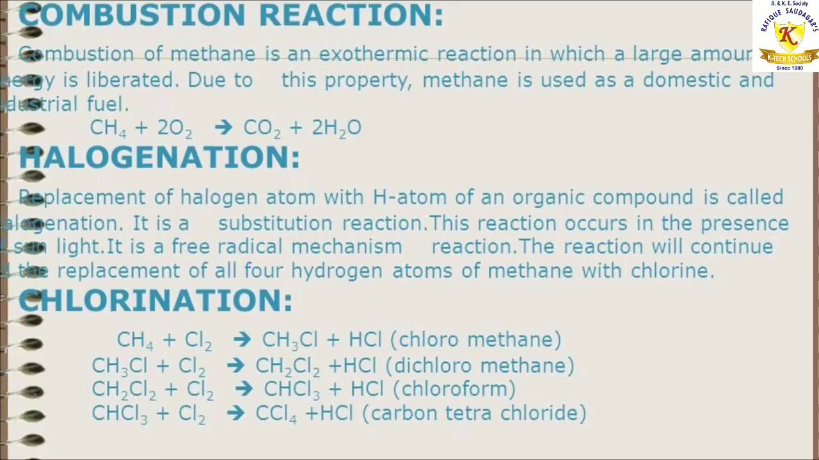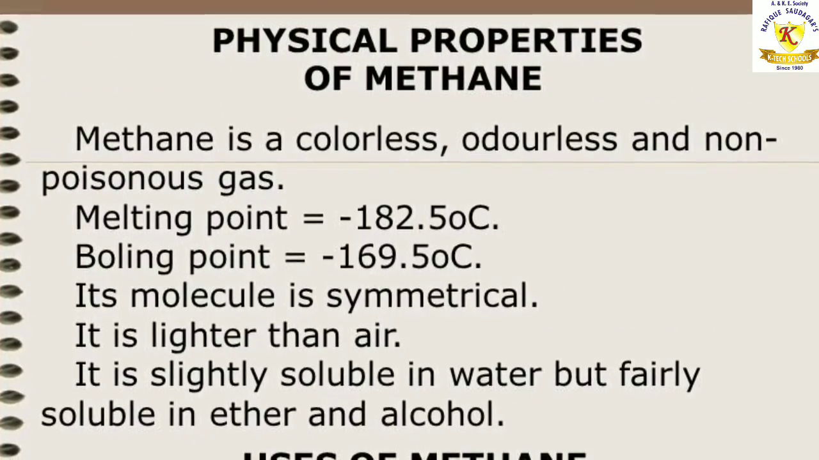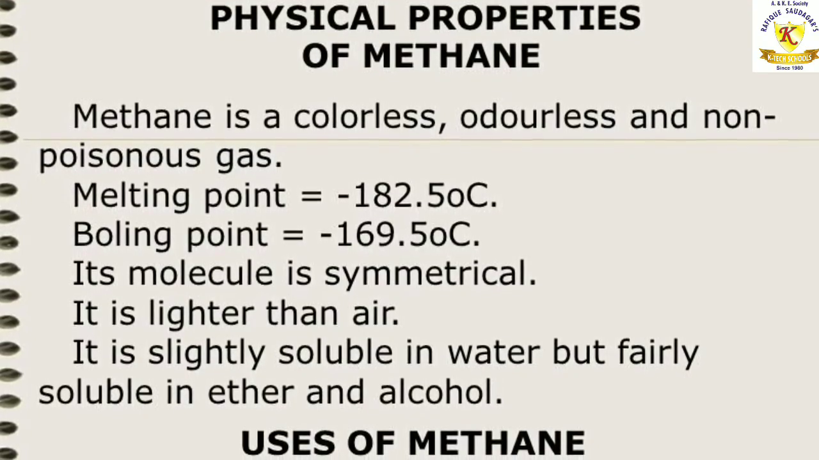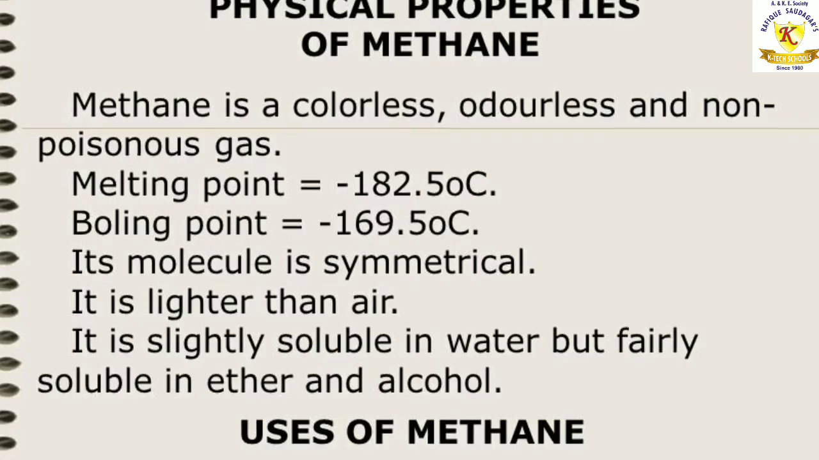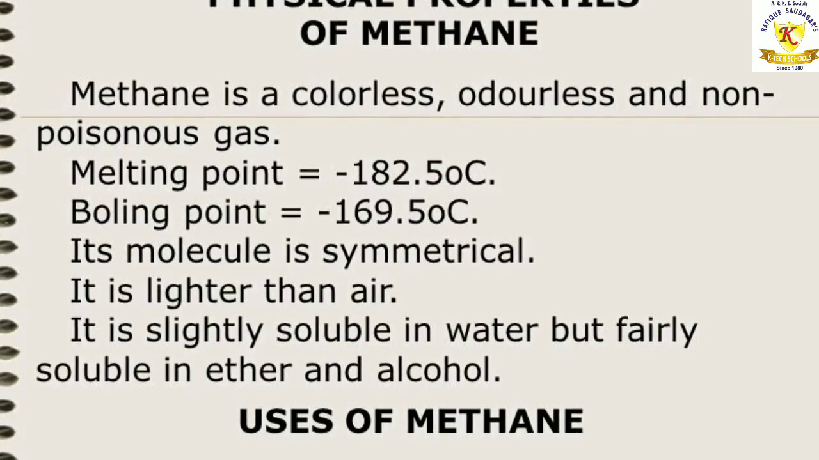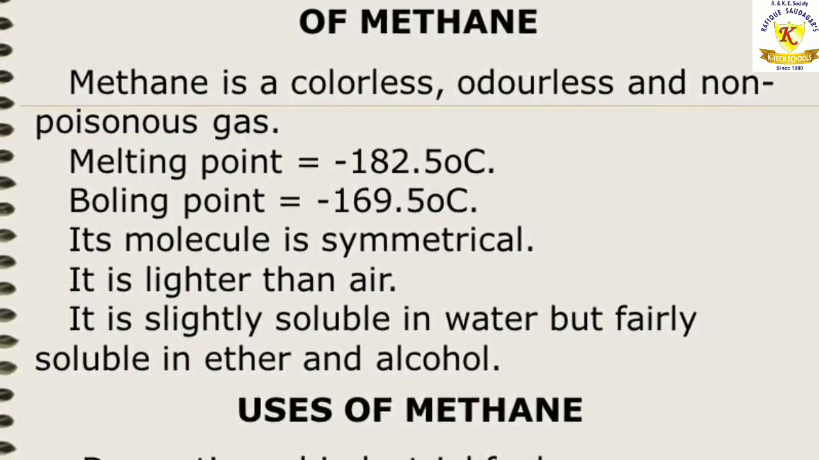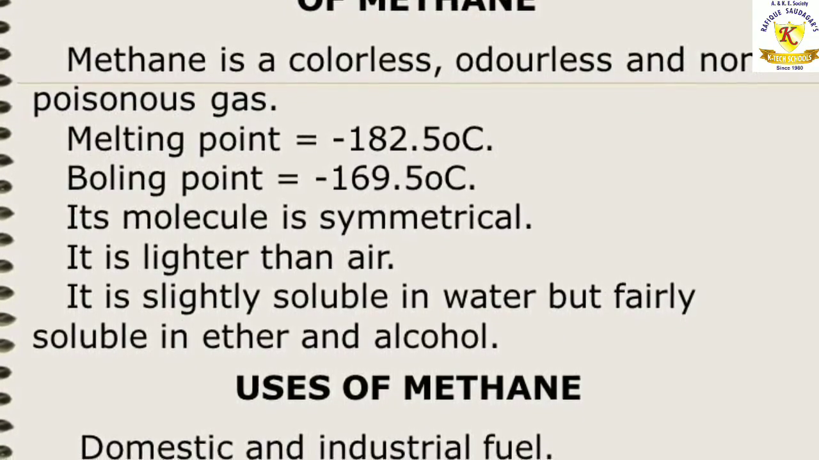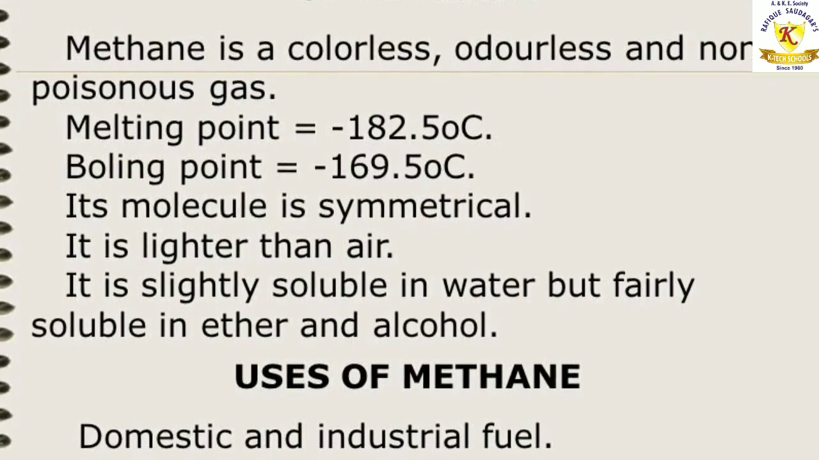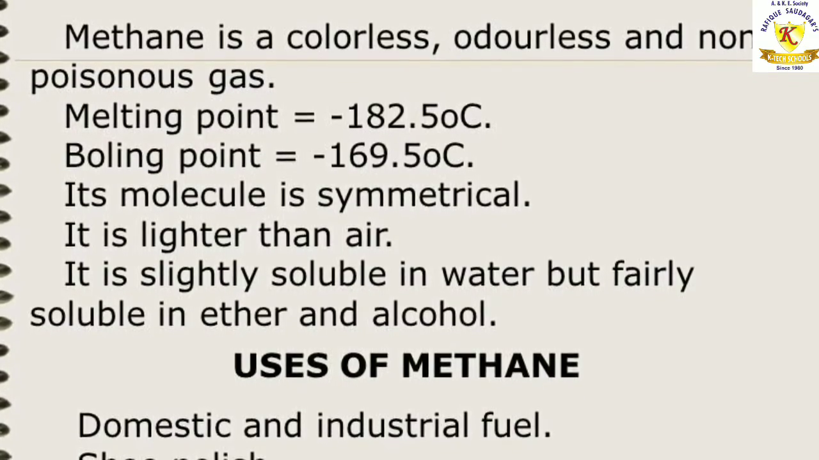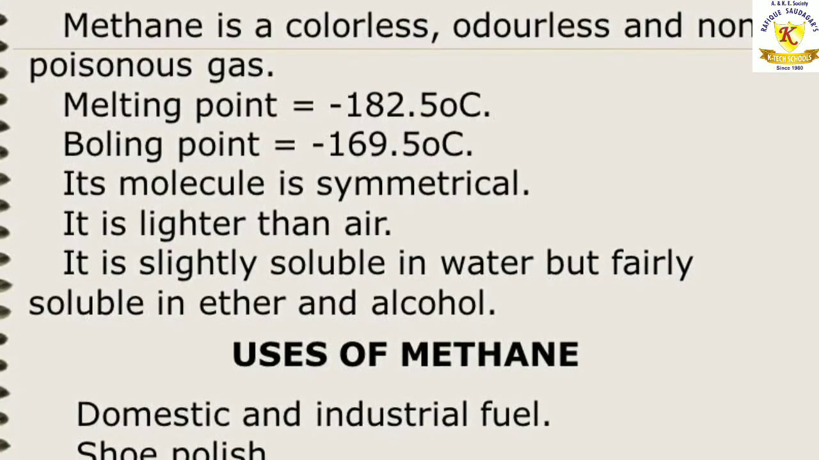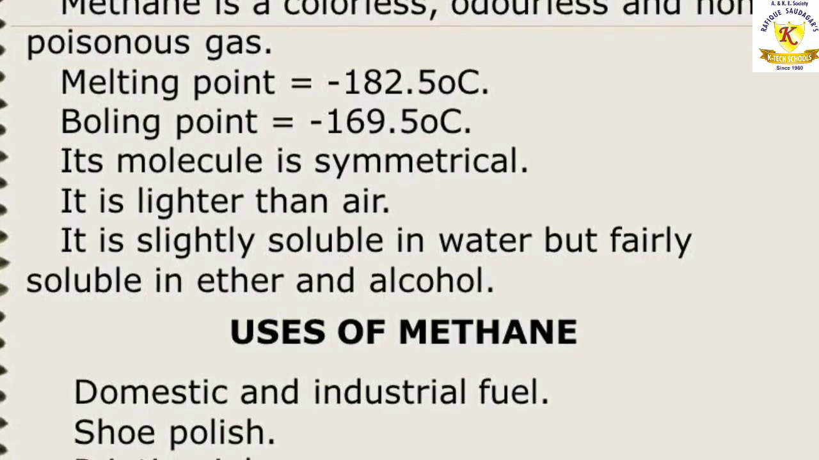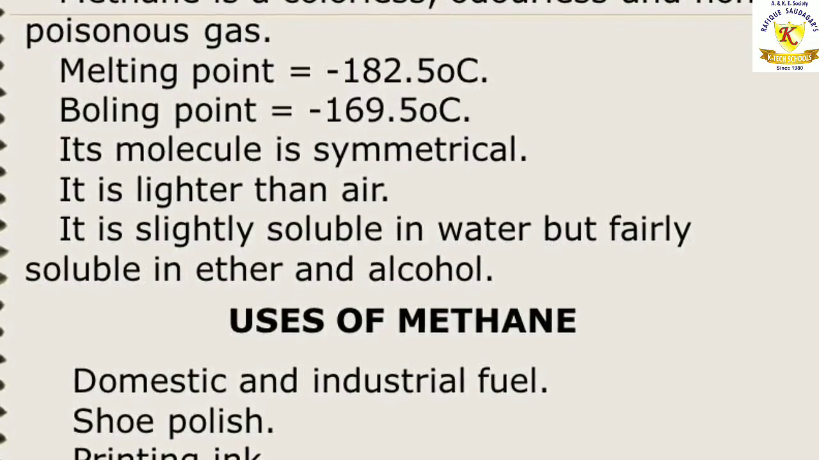Physical properties of methane. Methane is a colorless, odorless, and non-poisonous gas. Melting point is minus 182.5 degrees Celsius. Boiling point minus 169.5 degrees Celsius. Its molecule is symmetrical. It is lighter than air. It is slightly soluble in water but fairly soluble in ether and alcohol.